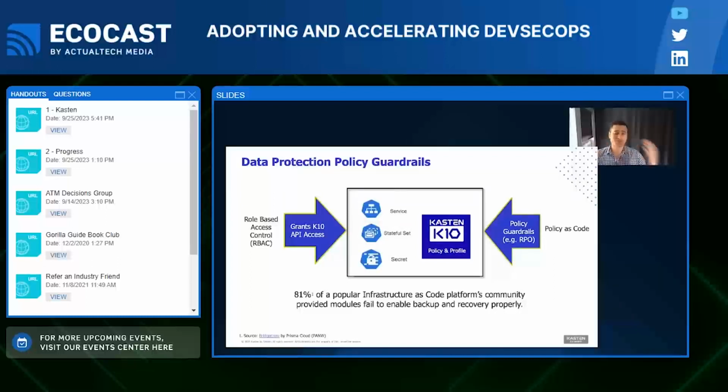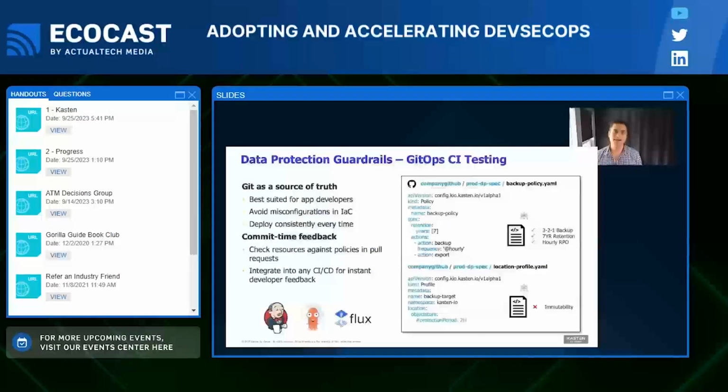It's not at the forefront of a lot of developers' minds, right? The developers just want to get their code out and running. But at the end of the day, what happens if some of that data is deleted or something happens in the pipeline? We need to be able to recover that. So definitely something to be aware of for your organization, whether you're a developer, a backup administrator, or a platform engineer.